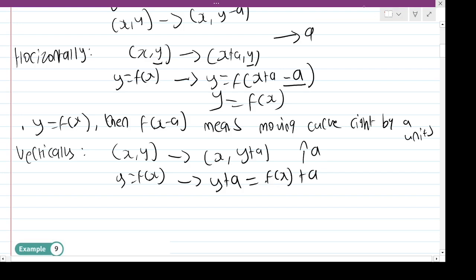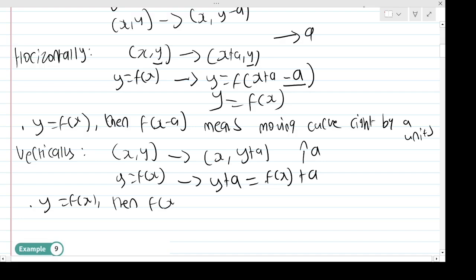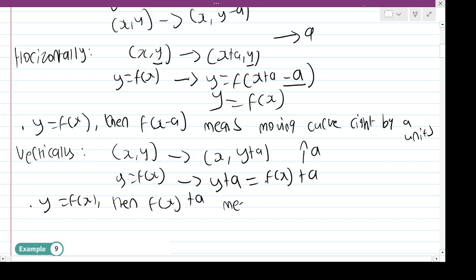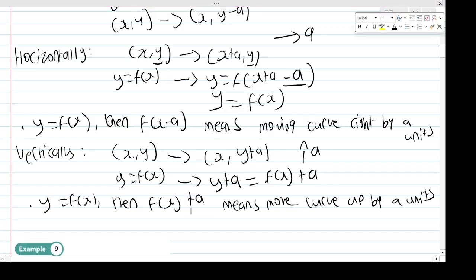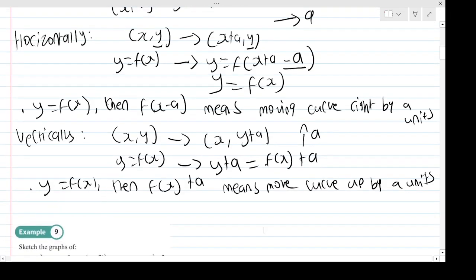So literally, as it says, if I have y is f of x, then f of x plus a number outside the function means what you expect. So you move the curve up by a units, okay? Because it makes sense: if you're adding a amounts to the y value, you are shifting it up by a, which is exactly what you expect. Cool. Okay.